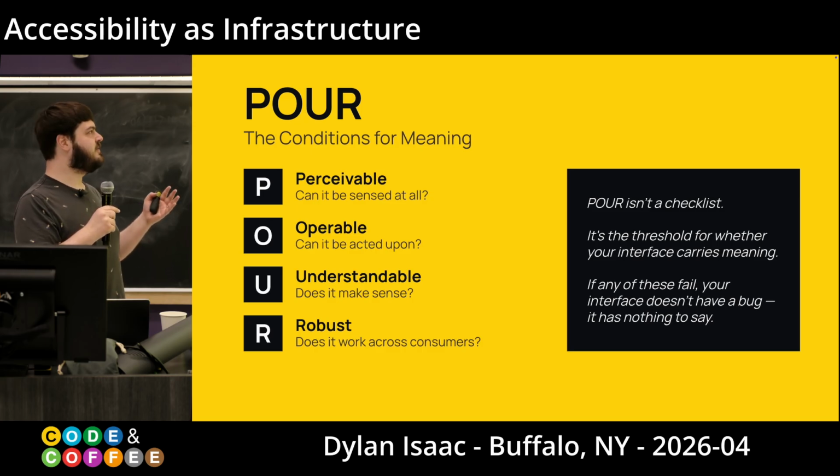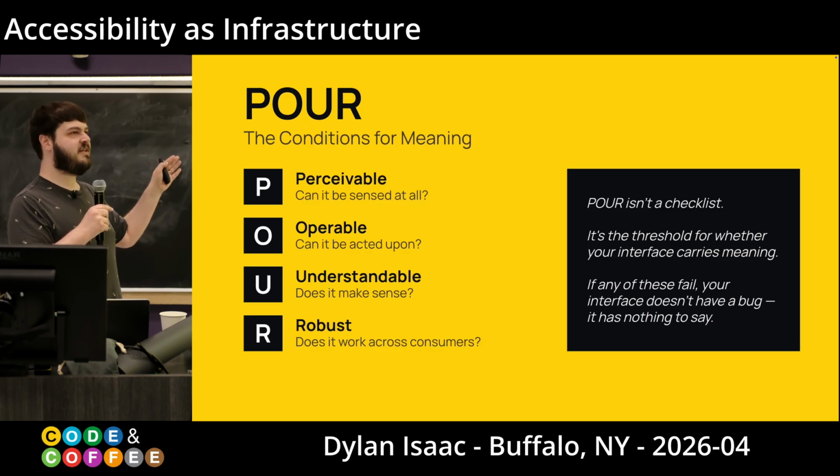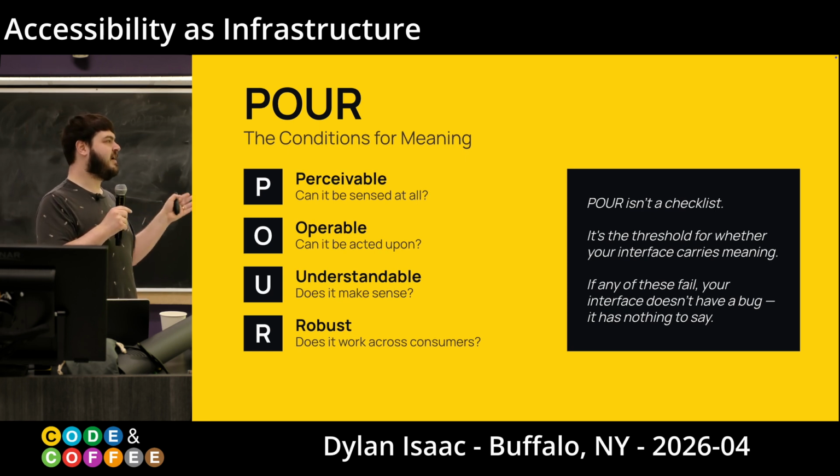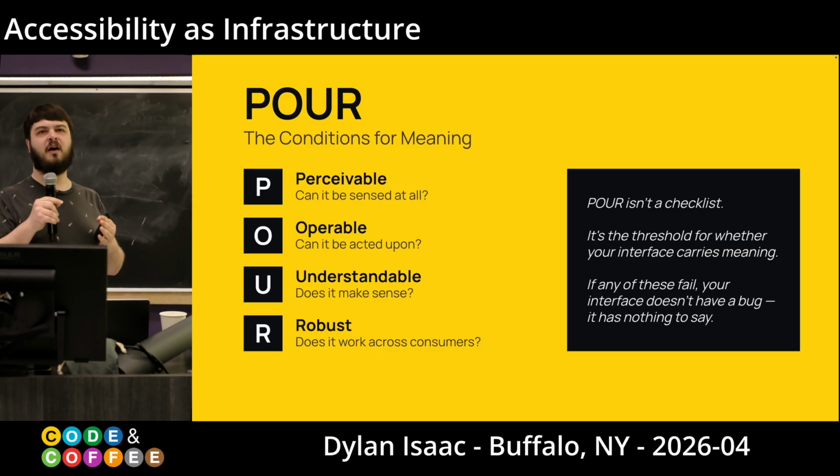And the WCAG's main principles are: is it perceivable? Can it be sensed by any means? Is it operable? Can it be acted upon by any means? Is it understandable? Does it make sense? And is it robust? Can it react efficiently in various different types of technologies? So an example of robust is one of those esoteric ones that's hard to understand.